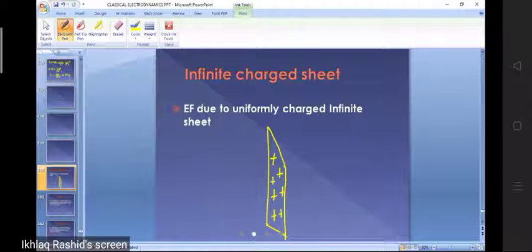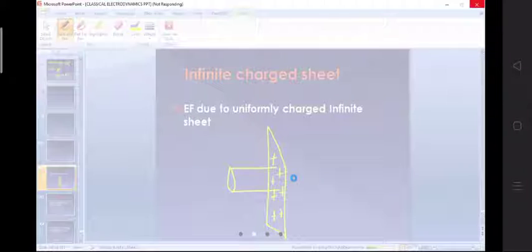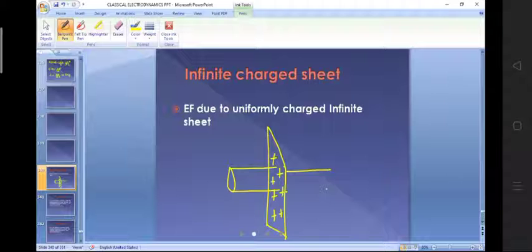Okay, fine. Now here the chosen Gaussian surface is what we call a Gaussian pillbox, or simply a Gaussian cylinder, like this. This is a Gaussian pillbox which is penetrating right through the sheet. Now the area of this cap, for example, is equal to A, and the area of this other end cap is also equal to A.